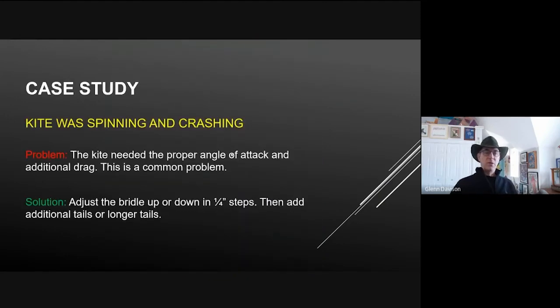So here in the first case study, the kite was spinning and crashing. So the kite really needed a proper angle of attack, and it needed additional drag. And that's a common problem. So that kite that we just saw in the video, spinning, could probably be solved by changing the bridle and adding additional tails or longer tails. And my preference over additional tails is long tails.